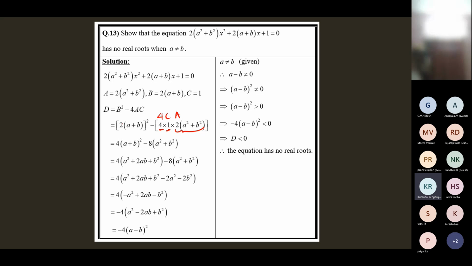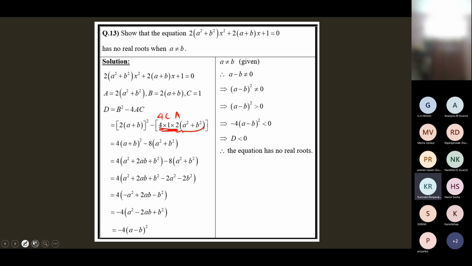Now when you expand this, you will get 2 square is 4 into A plus B the whole square, which when you multiply gives 8 into A square plus B square. Now remember, you cannot divide by 4 throughout. It's not an equation.